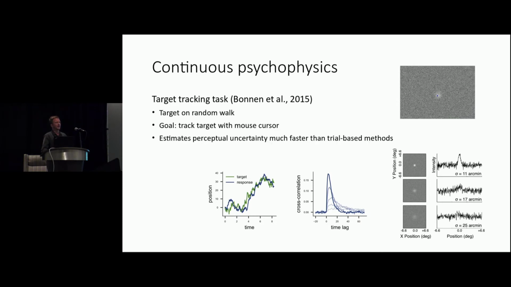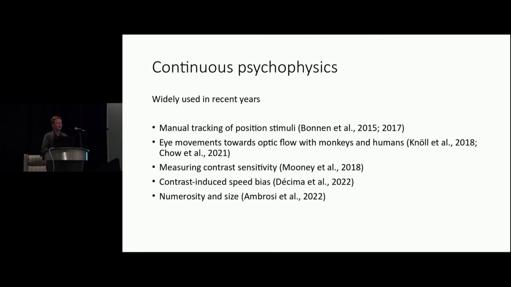What this tells us is that you can estimate perceptual uncertainty with these tasks because these summary statistics of these cross-correlograms are correlated with the classical psychophysical measurements, but you can do it much faster because you need way less data, because at every time step, you collect data about the perceptual uncertainty of the subject. And these tasks have been widely used in recent years for tracking position stimuli, starting with the work of Kate Bonn, and then they have been used to quantify eye movements towards optic flow in monkeys and humans. They've been used to measure contrast sensitivity, numerosity, and size, and to get a dynamic picture of the contrast-induced speed bias, so these slow velocity priors as well.